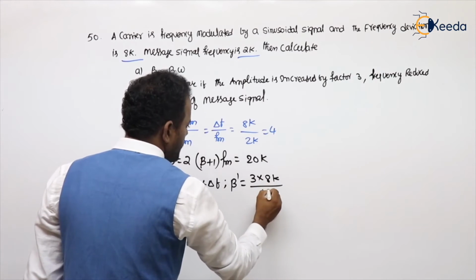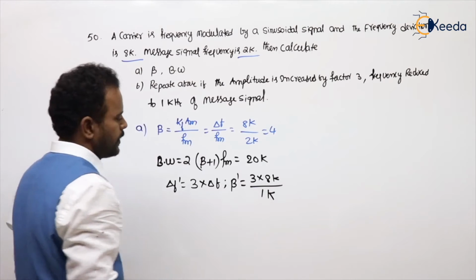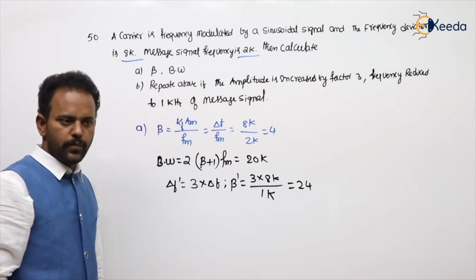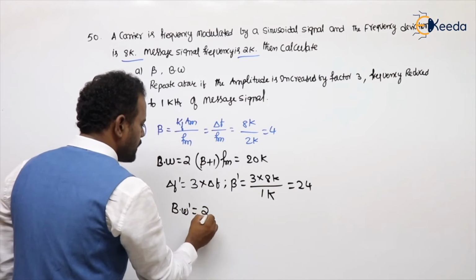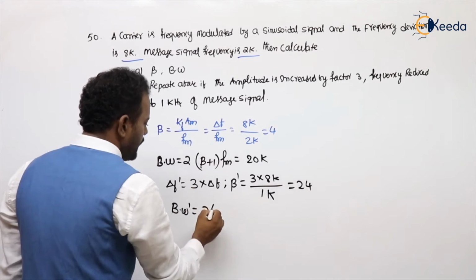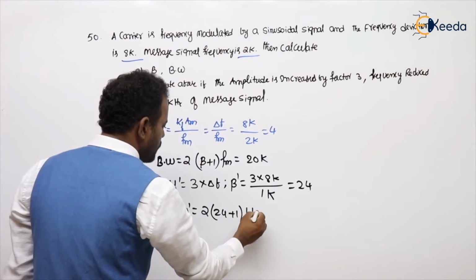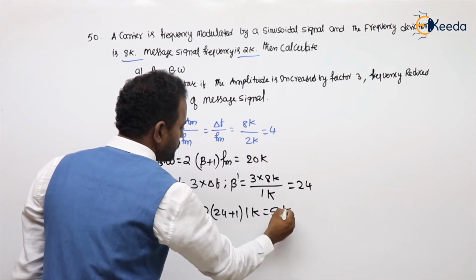Now FM is decreased to 1K. Then what is this value? 24. Then what is the new value of bandwidth? Which is nothing but 2 into beta plus 1. The beta value is 24 plus 1, FM is 1K, 25 twos are 50K.